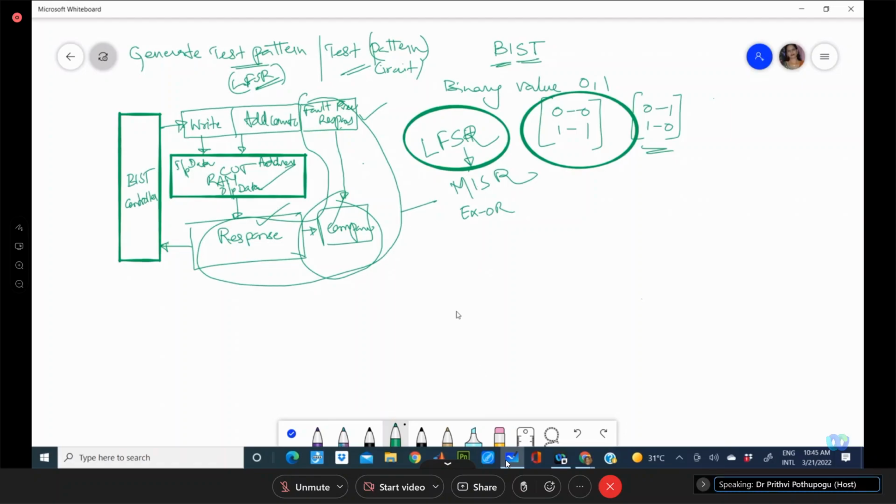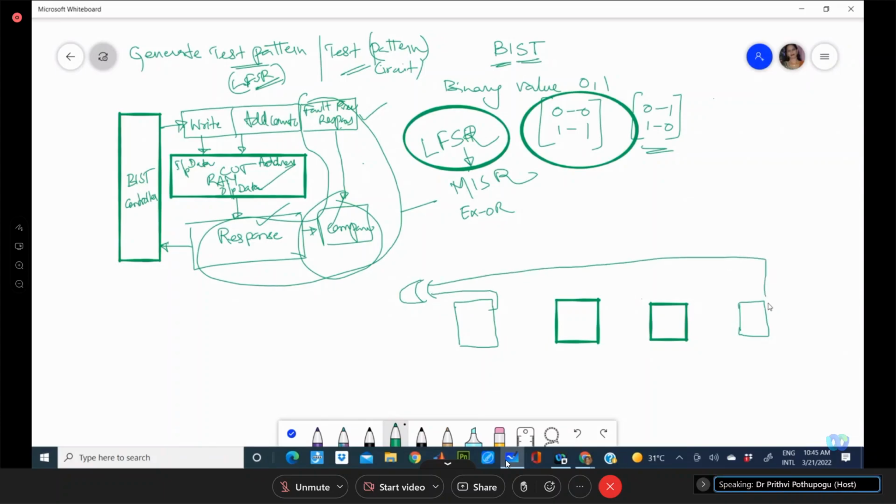So what is the difference from the previous circuit? If you take this setup of 4 shift registers with a feedback taken from the first and the last flip-flop, this is a normal LFSR.